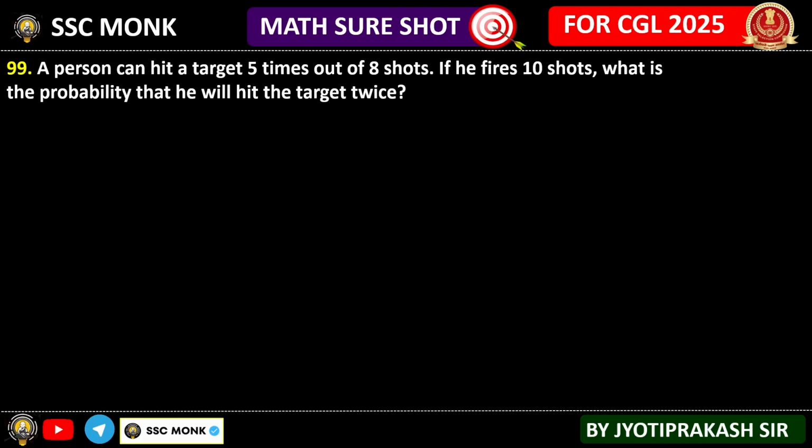Next, a person can hit a target 5 times out of 8 shots. If he fires 10 shots, what is the probability that he will hit the target twice? This is known as binomial distribution. I have covered this in probability class as well. So when someone is throwing the targets, let's say n times, this will be nCr multiplied by p to the power r into q to the power n minus r. N is what? Total number of times it has been thrown. R is what? The number of times it will hit the target. P means what? Probability of the first event. Q means what? Probability of the alternate event.